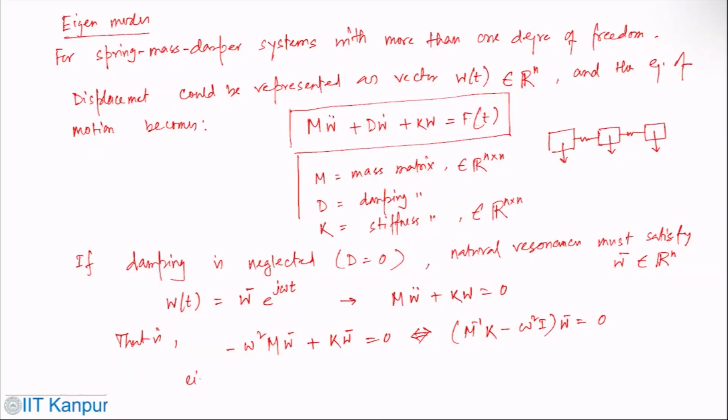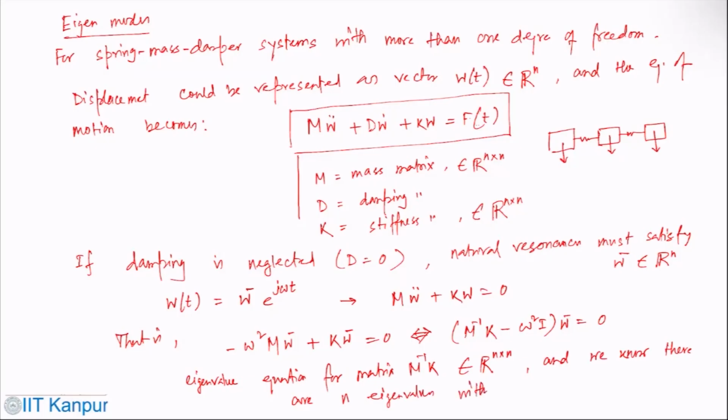So eigenvalue equation for the matrix M⁻¹K, n by n, and we know there are n eigenvalues with n eigenvectors, which are essentially eigenmodes.